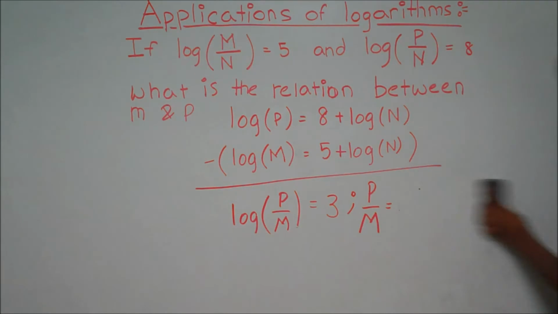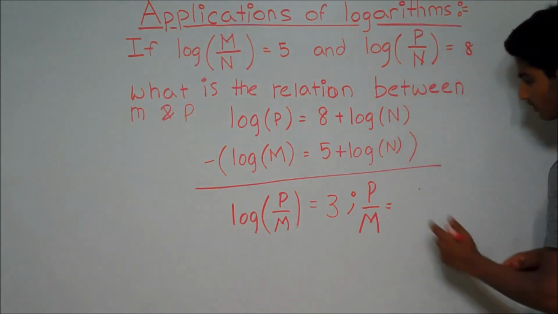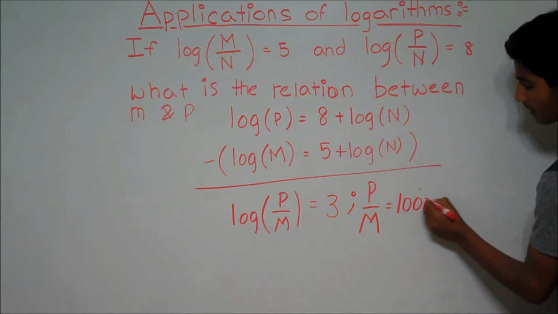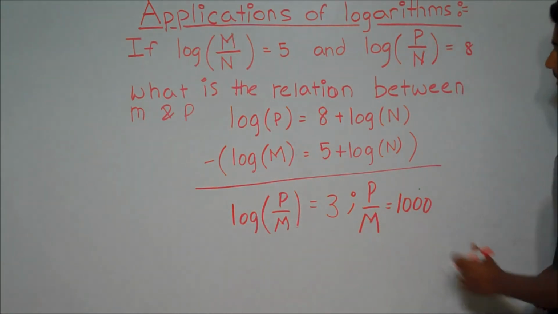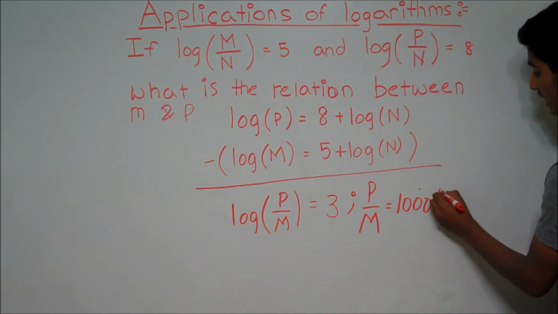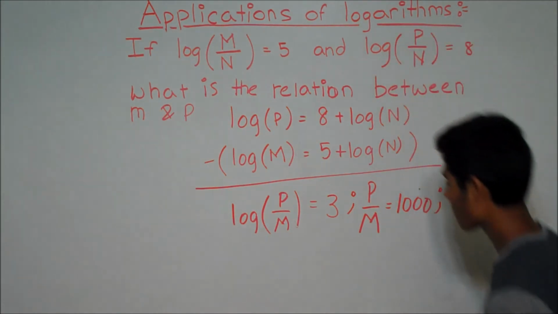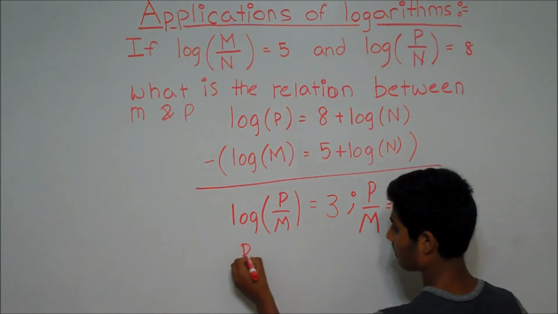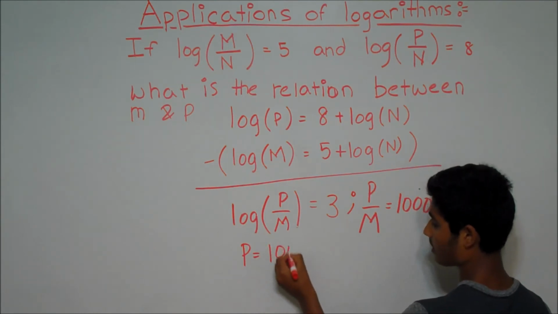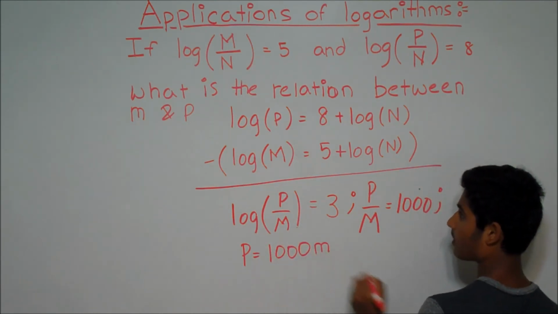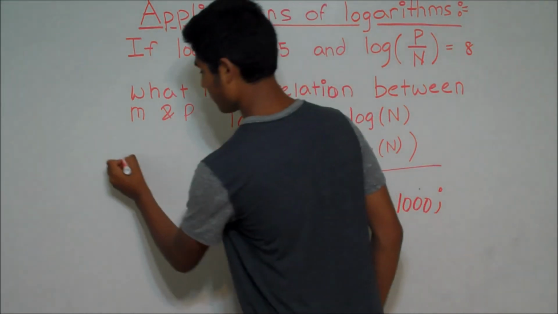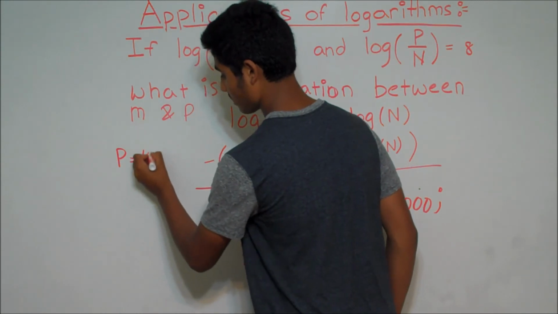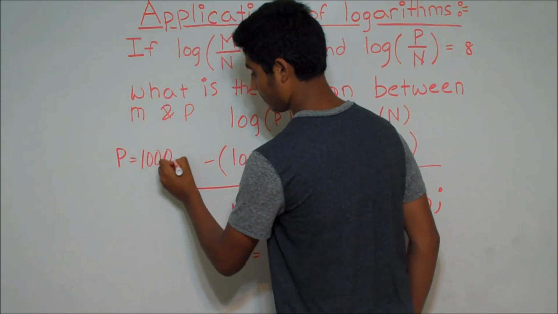So let's write that here. 1,000. That means that to get p by itself and find the relationship between p and m, we have to multiply both sides by m. So when we do that, we get p is equal to 1,000 m. So the answer to this problem is p is equal to 1,000 m.